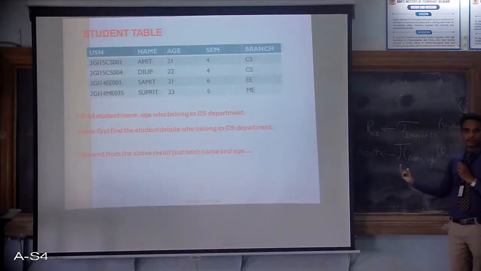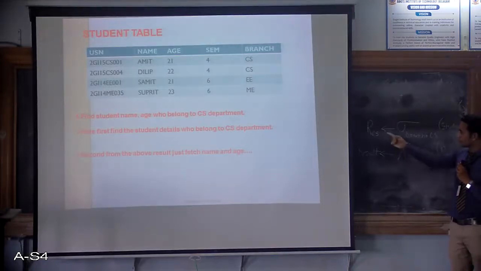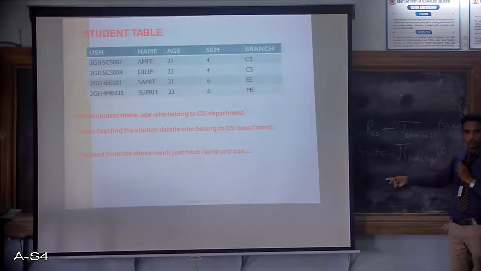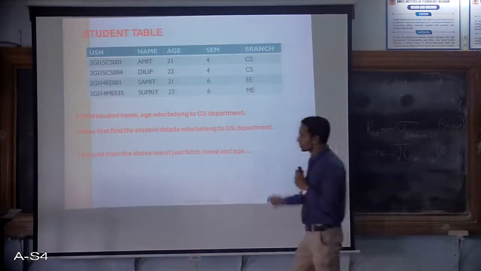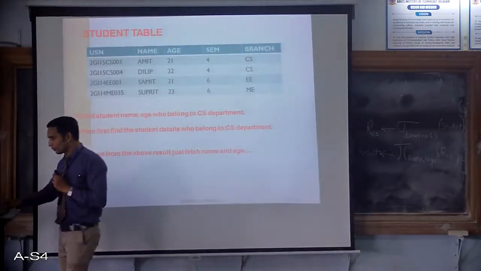Now this is how I write it in sequencing. Up to you, both are correct, but this is how usually we follow it to get good marks also. Pi name and age from RCS. So from this, only name and age are selected and displayed for me, and I give it as a result. Understood? So same way, you can also work for the other queries.